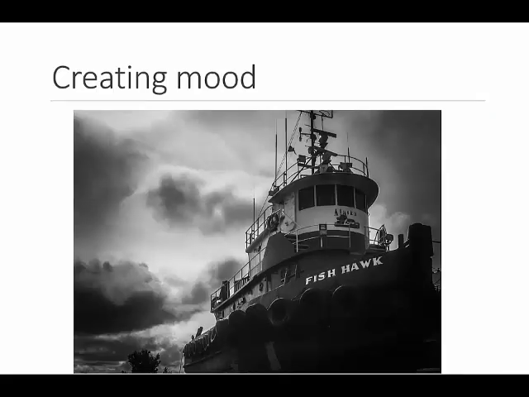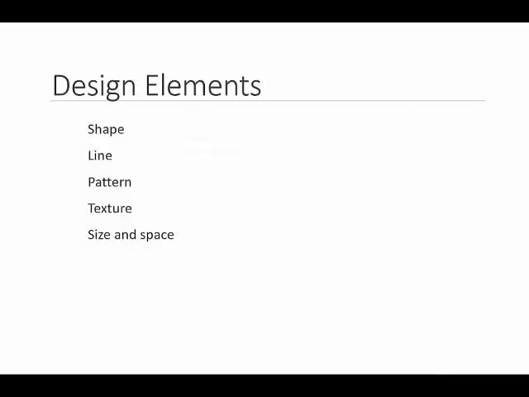Mood is the overall feel of a picture. It's created by perspective, color, focus, isolation and distance, weather and light, sunrise, sunset, misty, rainy days, and sun versus overcast days. Characteristics of a good photo include a combination of design elements, working with mood. The design elements include shape, line, pattern, texture, and size and space.